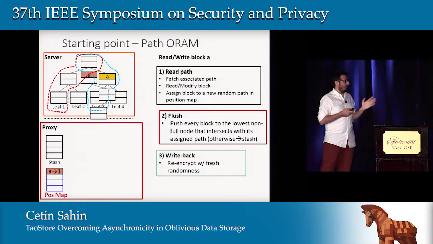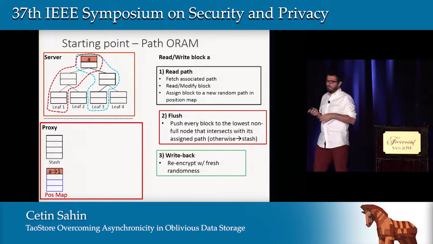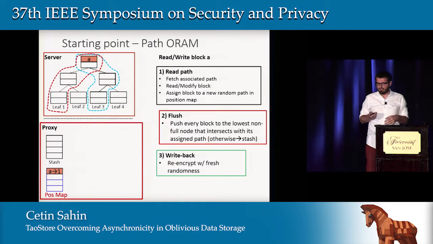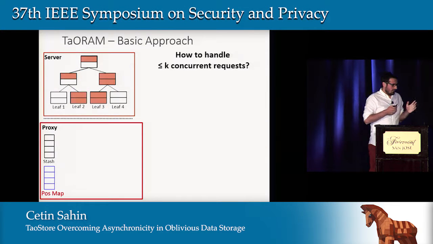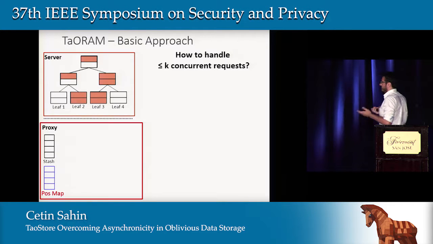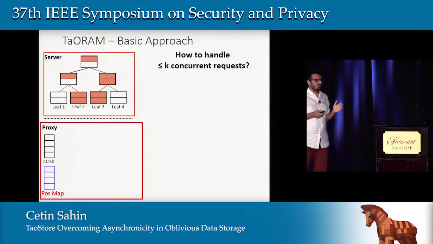Now the third phase. After we are done with the flushing, we re-encrypt the complete path with fresh randomness, and we write it back to the storage. Now we know how a single client tree-based construction works. So the question we need to answer is how to handle k-concurrent requests.